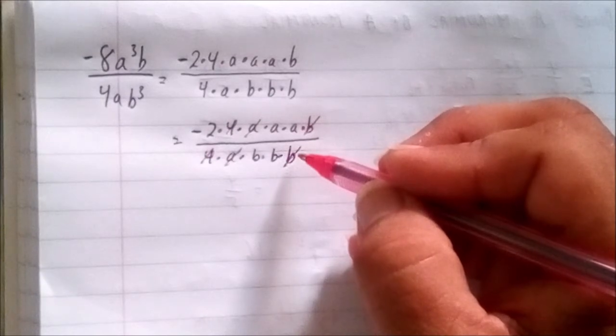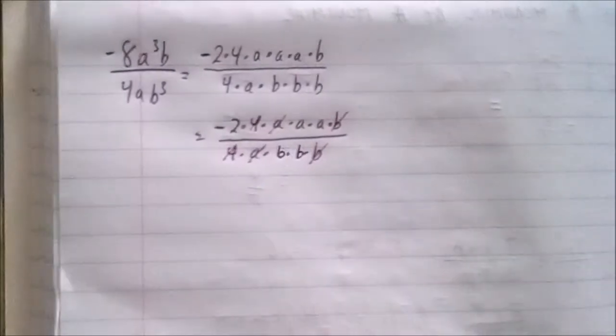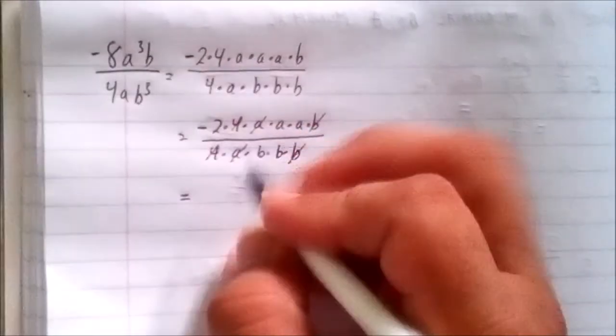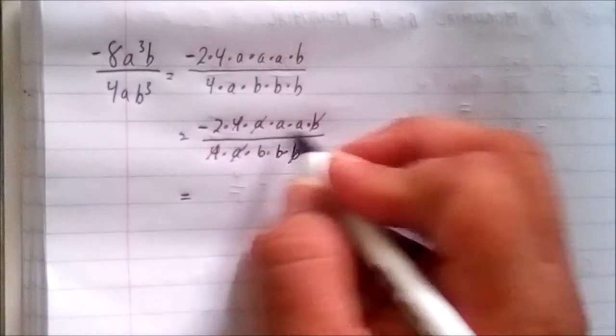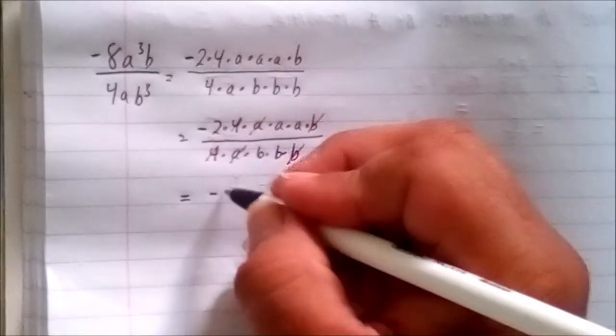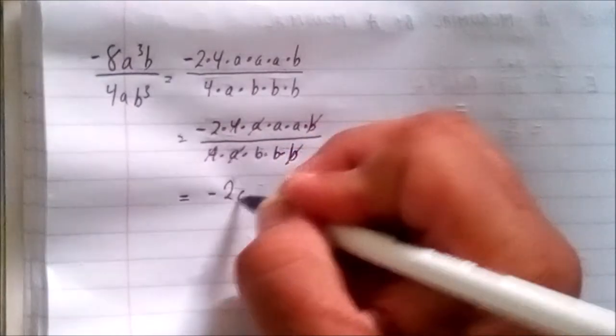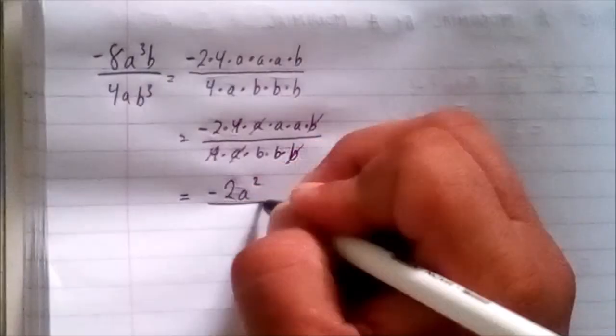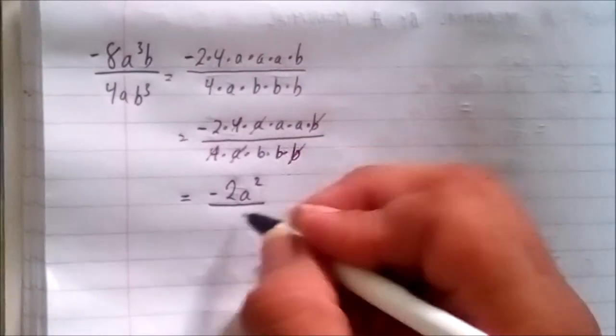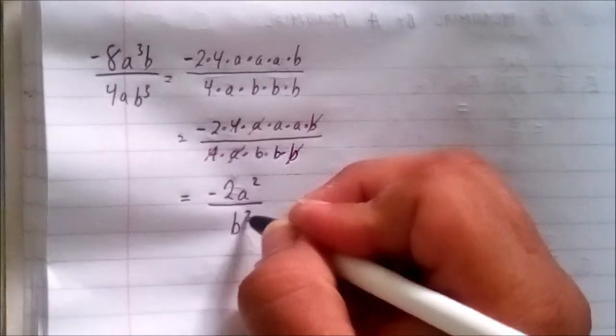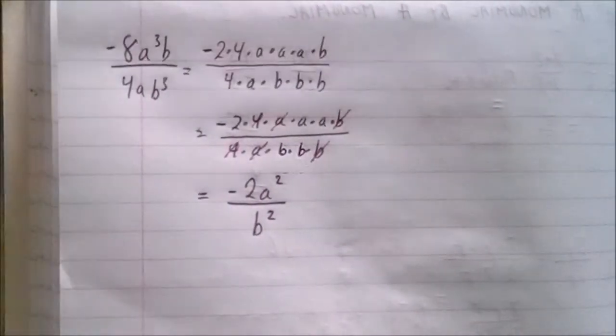Okay, so at the top we are left now with negative 2 times A. Well, that gives us negative 2A squared over B times B, that's B squared, and that's our solution for it.